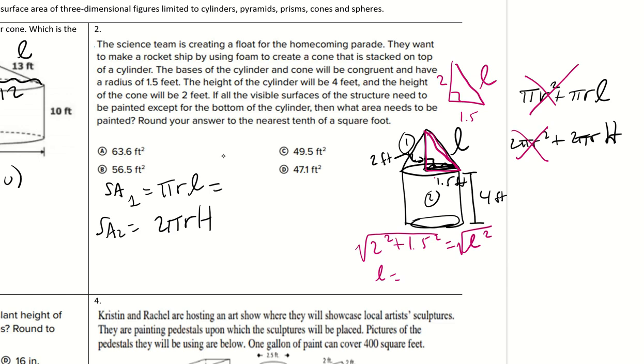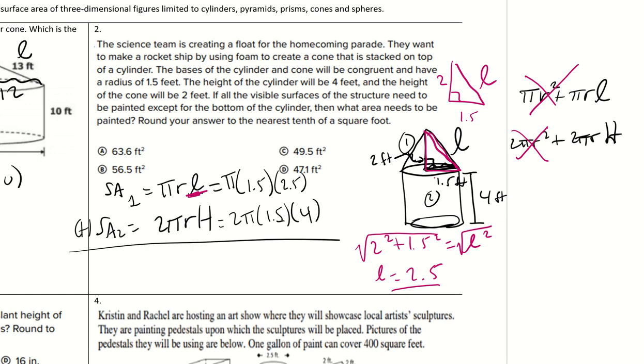So if I do that on the calculator, let's see what we get for the L. We get 2.5 approximately. All right, so that's my L. We're going to plug that into L here. So we get pi times the radius, which is 1.5, times L, which is 2.5. And then here we have 2 pi times radius times height. The height was 4. We're going to add these together, and that'll give us the total surface area. We're just going to add those together in the calculator. You get 49.5 feet squared.